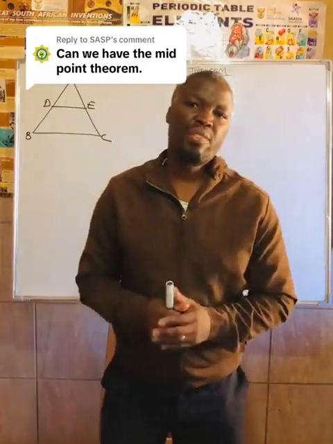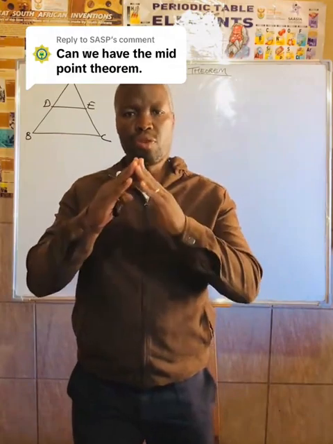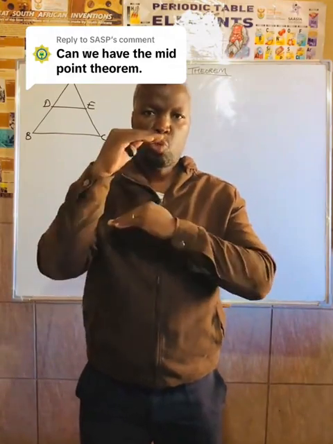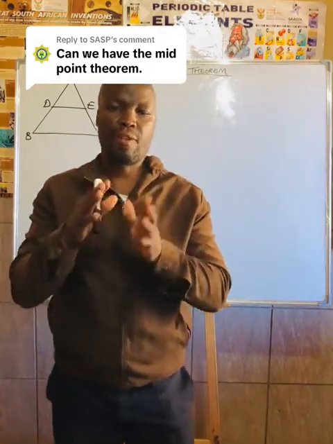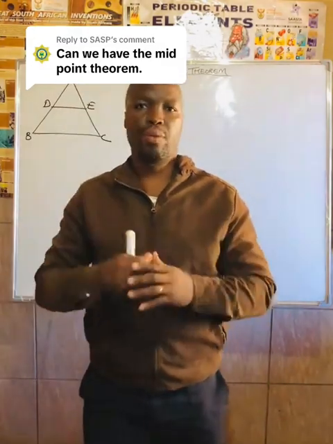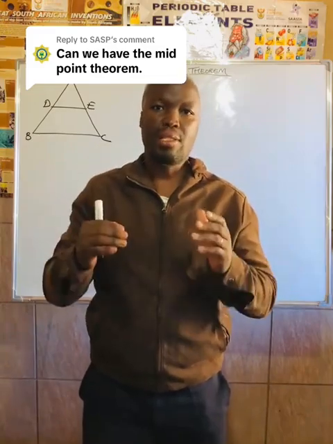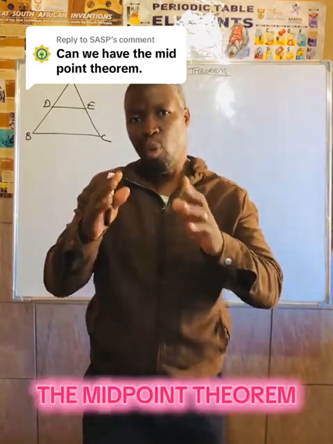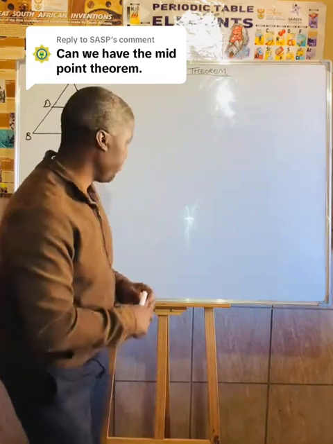The midpoint theorem states that a line joining the midpoints of two sides of a triangle is parallel to the third side and equal to half its length. Learners in grade 10 should be able to state, prove, and apply the midpoint theorem. Now, let us prove the theorem.